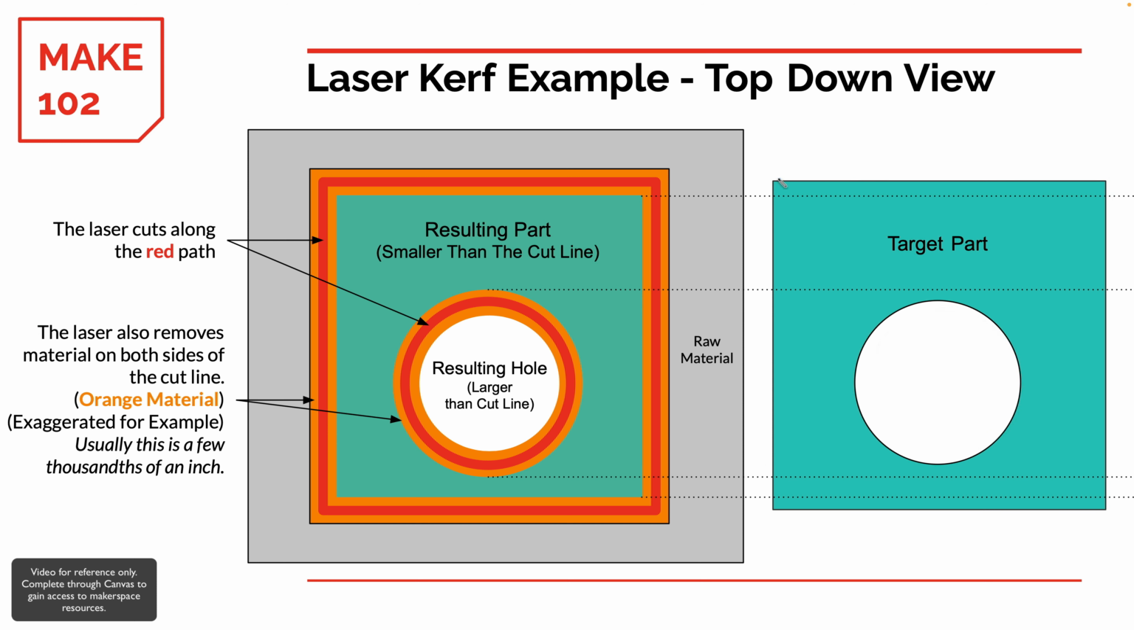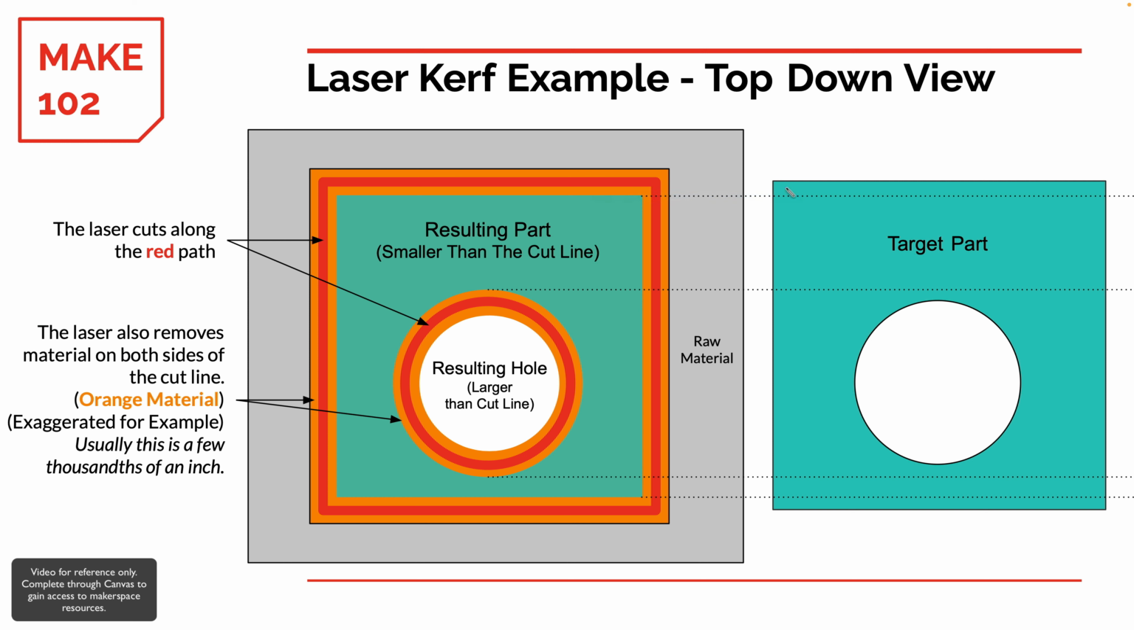So when we cut, the laser is going to follow the line that we told it to cut on. That is represented here by this red line. The laser is going to follow that line, but it's going to remove material on both sides of that line. So if the laser follows this outside perimeter all the way around, it's going to be following this line, but it's going to be removing material here and removing material here. So that means that the actual part is going to end up being smaller than the part that we wanted.